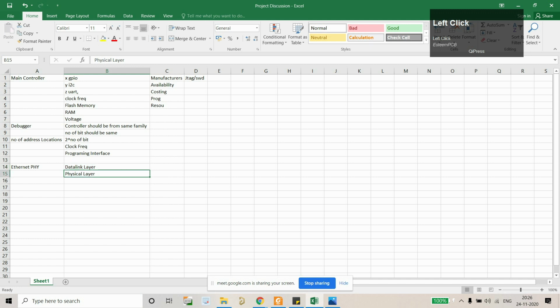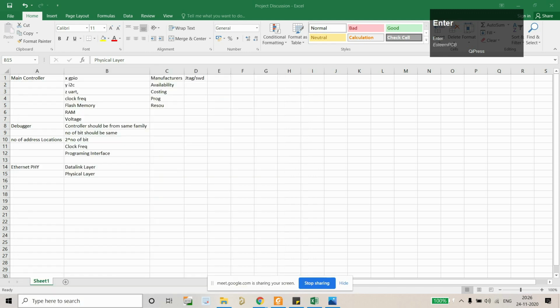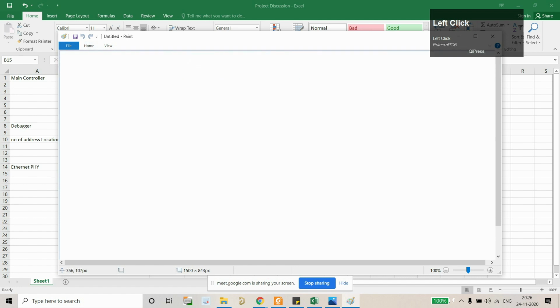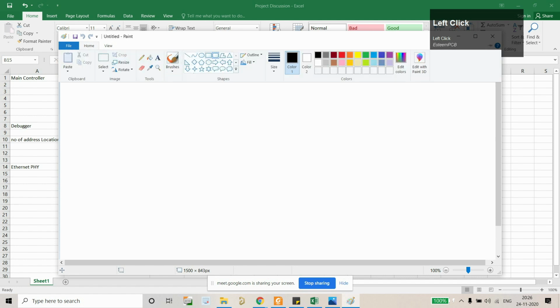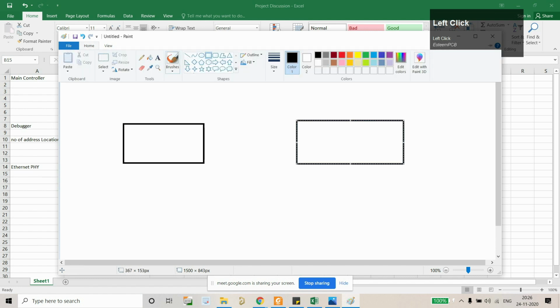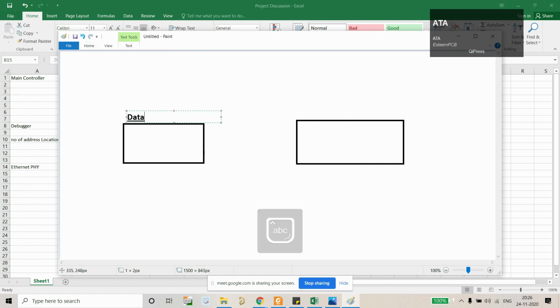If I draw a block diagram, I'm just going to open Paint so I can draw the block diagram here. So this is our data link layer, and this is our physical layer.